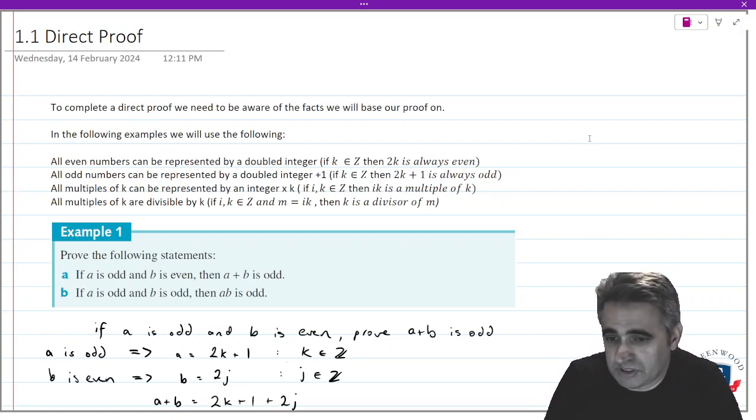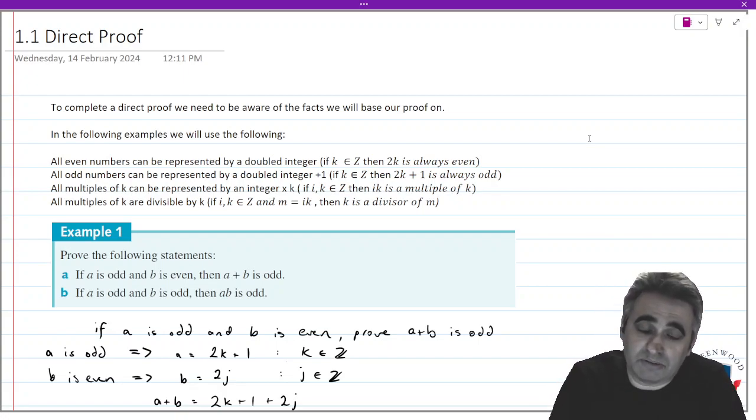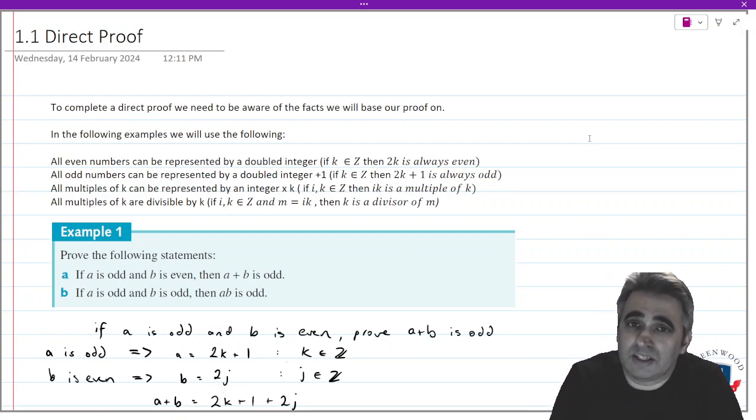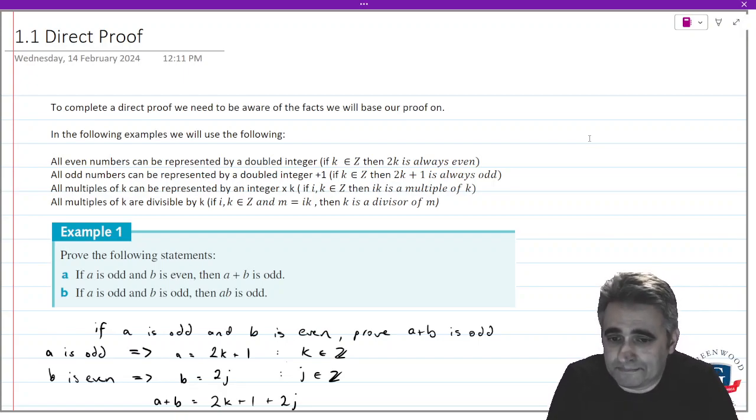All even numbers can be represented by a doubled integer. If we double something, it's going to be even. Double 3, it's 6. Double 4, it's 8. Double 5, it's 10. Doesn't matter what integer you choose, if you double it, the number is going to be even. The second one is we're going to say that one more than any even number is an odd number.